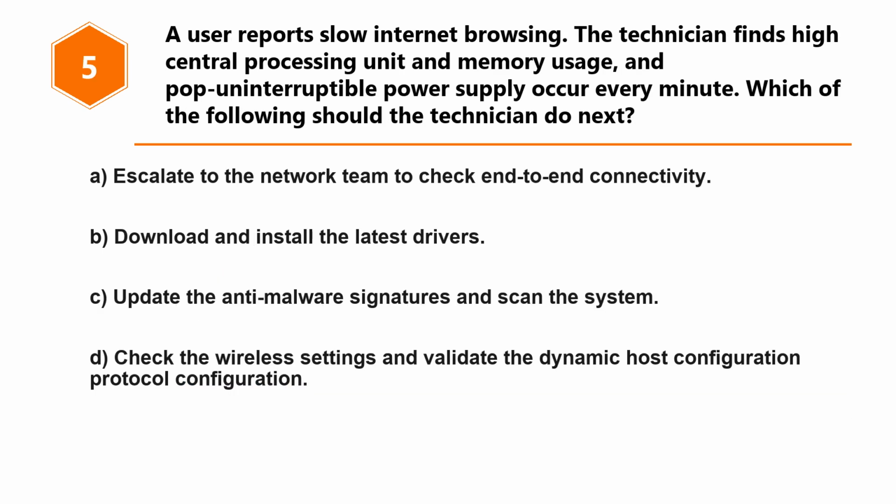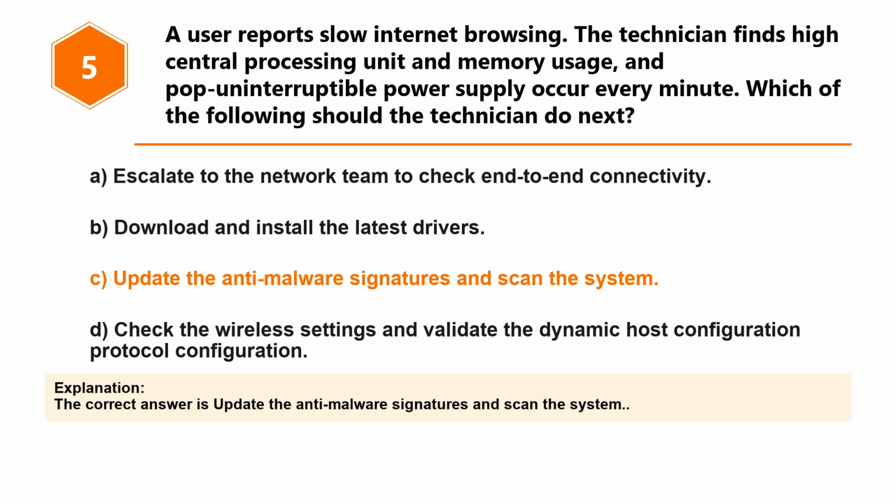Question 5. A user reports slow internet browsing. The technician finds high central processing unit and memory usage, and pop-ups occur every minute. Which of the following should the technician do next? Option A, Escalate to the network team to check end-to-end connectivity. Option B, Download and install the latest drivers. Option C, Update the anti-malware signatures and scan the system. Option D, Check the wireless settings and validate the dynamic host configuration protocol configuration. The correct answer is option C, Update the anti-malware signatures and scan the system.